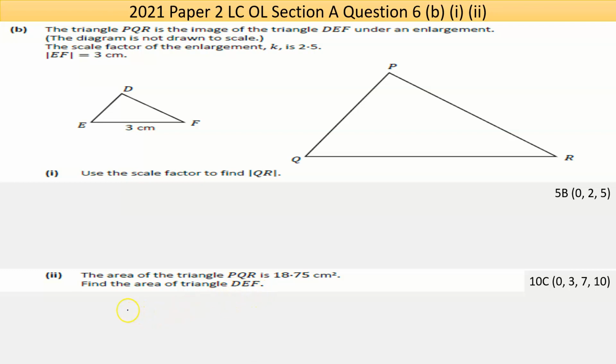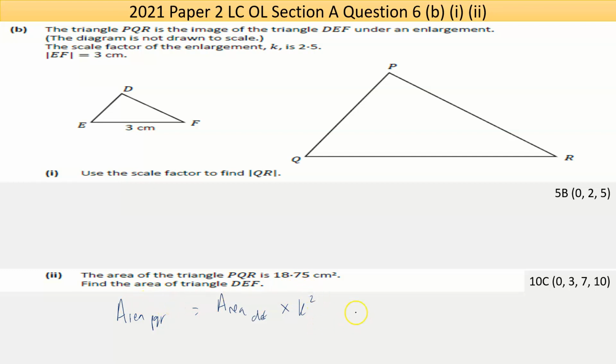And that's the formula: the area of PQR, this is the bigger triangle, is equal to the area of DEF, the smaller triangle, times K squared. Now, basically, what we can do here is rearrange. I want the area of DEF, that's what I'm looking for. I have the area of PQR, the 18.75. I have the scale factor, that's 2.5. So this is an equation of one unknown.